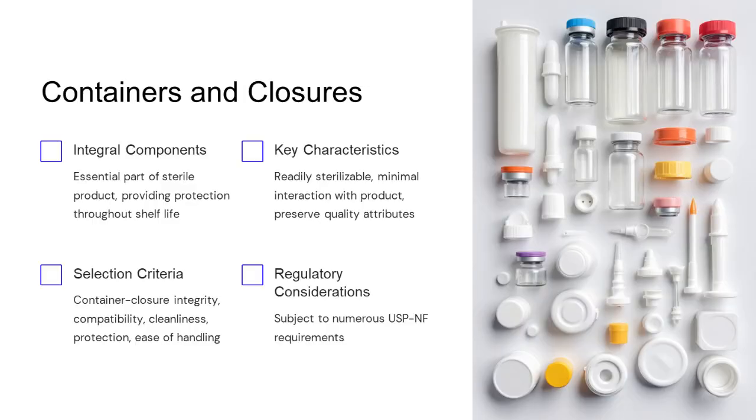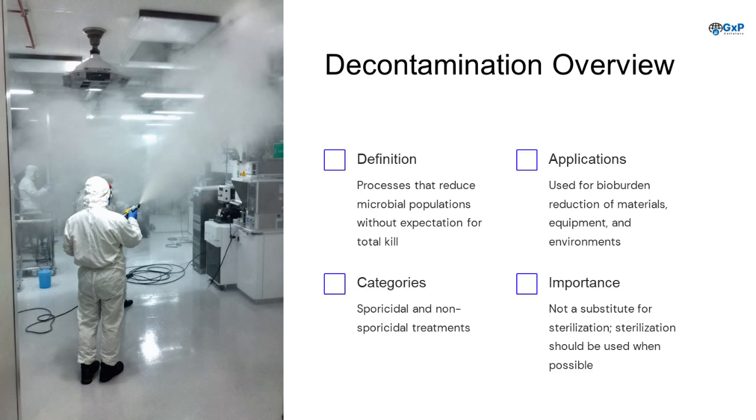Containers and closures are integral components of sterile products, providing protection throughout the shelf life. Key characteristics include readiness for sterilization and minimal interaction with the product. Selection criteria and regulatory considerations are also crucial. Decontamination processes reduce microbial populations without necessarily achieving total kill. These processes include sporicidal and non-sporicidal treatments and are used for bioburden reduction of materials, equipment, and environments. Decontamination is not a substitute for sterilization.